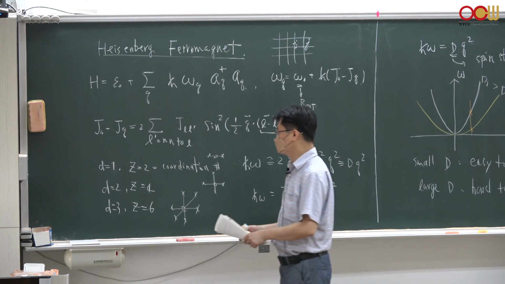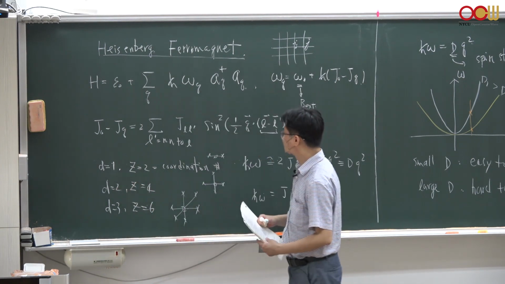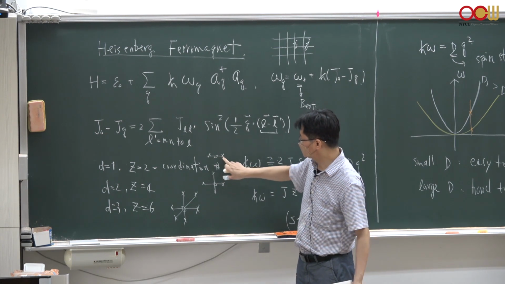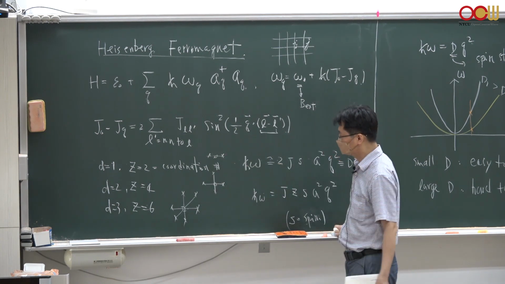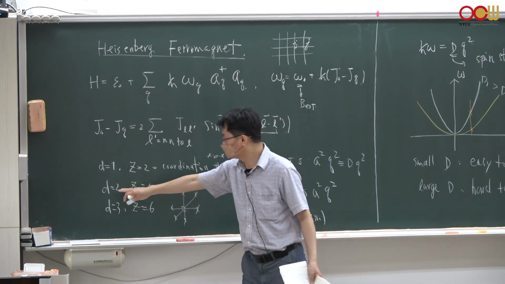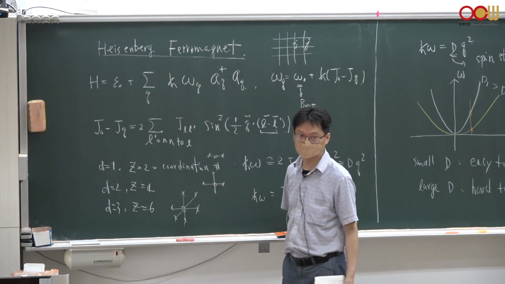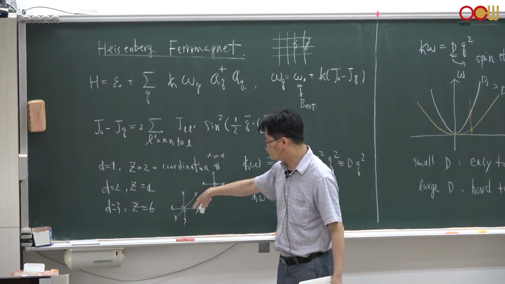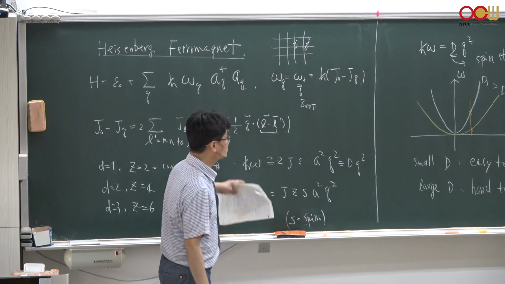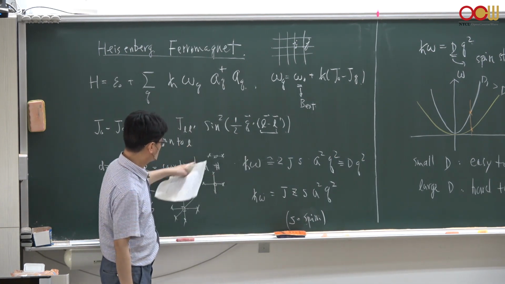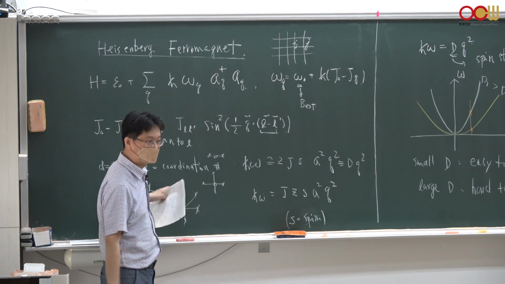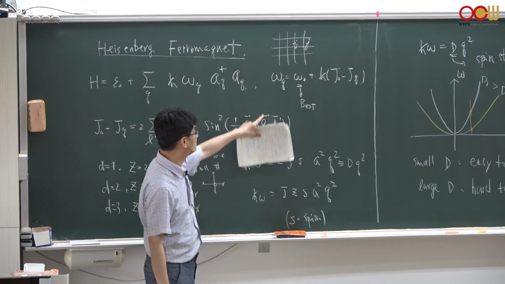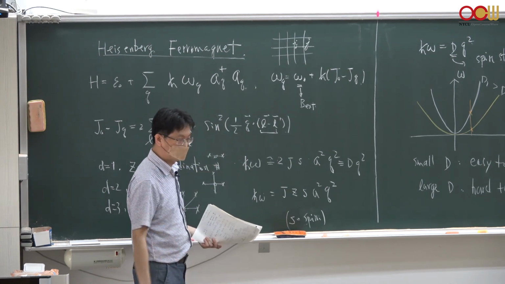So for example, in one dimension, the coordination number, which we call z, is 2 because there are two nearest neighbors. And in 2D, we have 4 neighbors on the square lattice, and in 3D, z is 6 on the cubic lattice. And after plugging in the coordination number in different spatial dimensions, we could Taylor expand this omega q for small q.